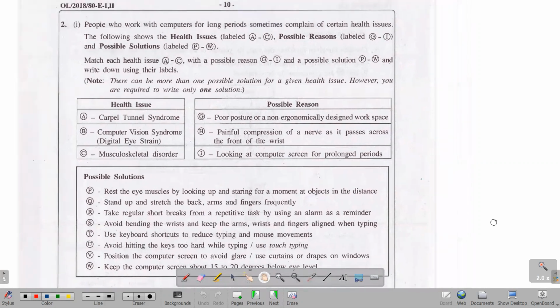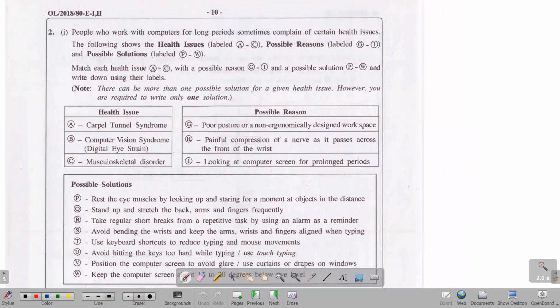Right? So if it is carpal tunnel syndrome, that means the issue is A, and it goes with the reason: painful compression of a nerve as it passes across the front of the wrist. So A goes with H. And the reasons, you can tell me. You can take Q as one of the reasons. So if you got these three combination, you're going to have the marks.